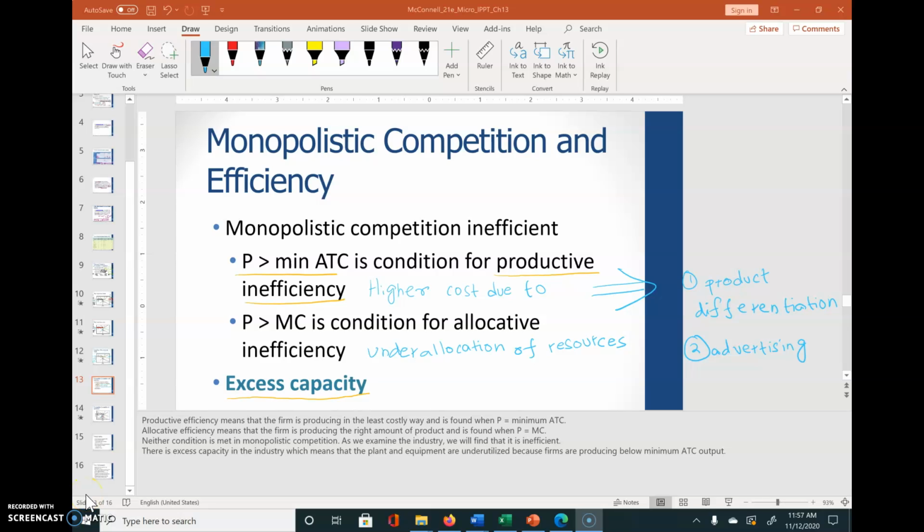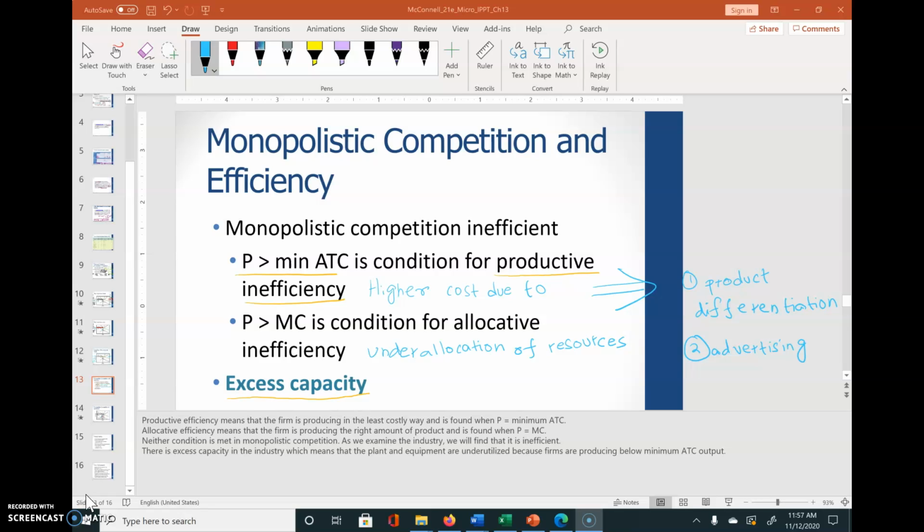Hey everyone, let's explain inefficiency in a monopolistic competitive market structure. We have two types of inefficiency. The first is due to the fact price is greater than minimum average total cost. This is called productive inefficiency. This occurs because the firms incur higher cost due to product differentiation and advertising.